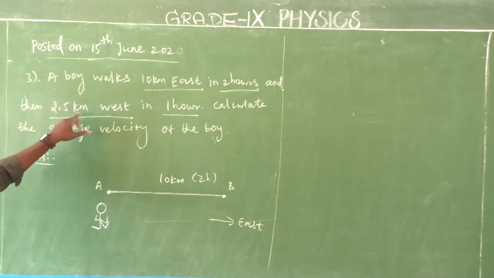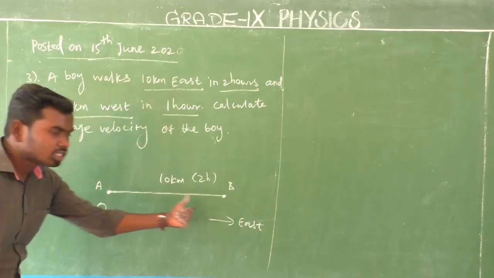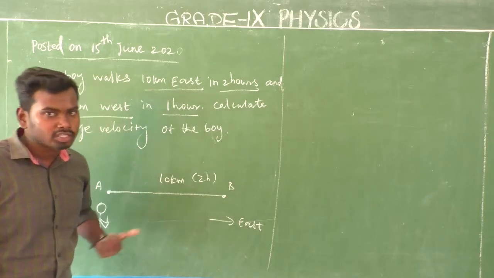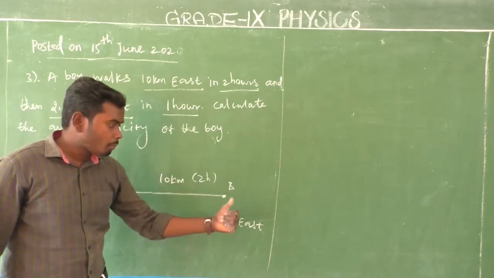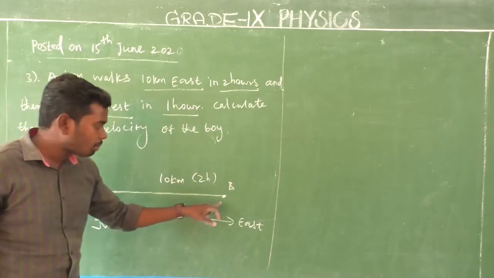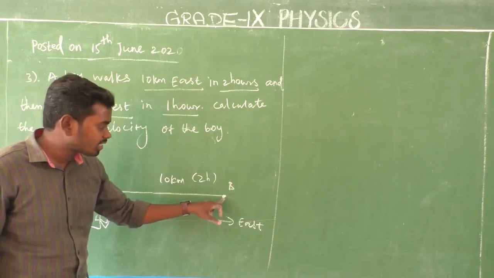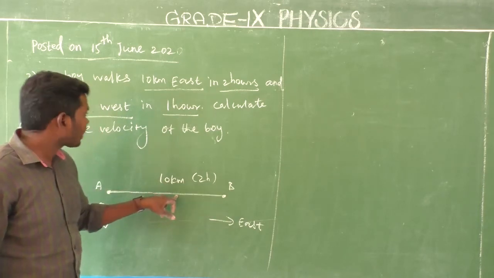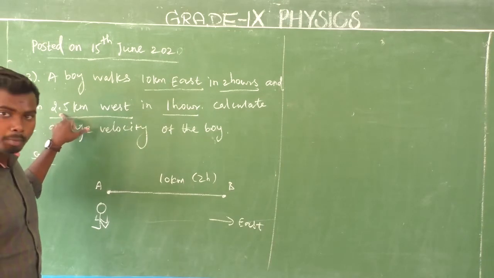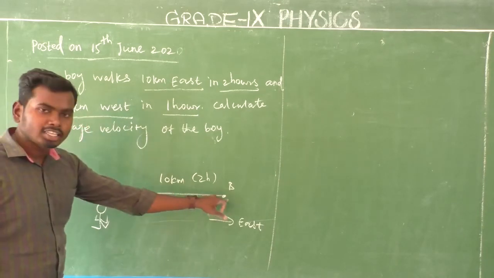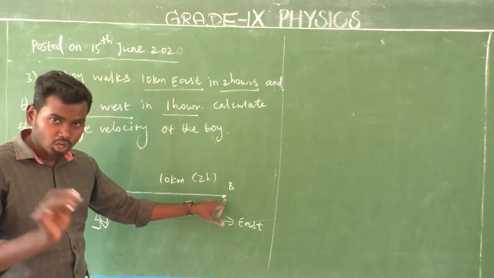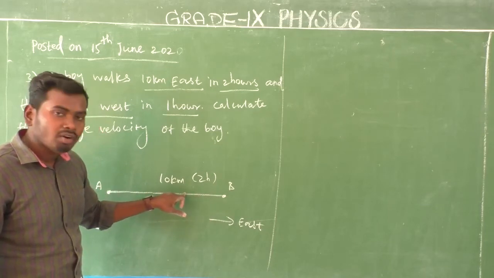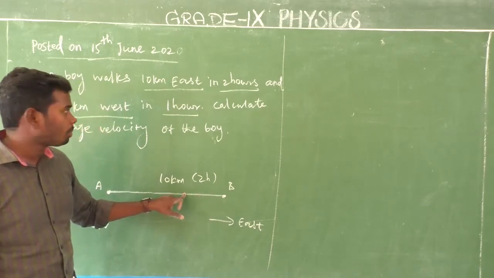Again the boy moves 2.5 kilometer towards west direction. So this is east direction, opposite to east direction, that is west direction. Am I right? So the boy moves along the same path, this path. Here the boy covers how much? 2.5 kilometer, just 2.5 kilometer. But overall distance between point A and point B is 10 kilometer. The boy again moves back along the same path and covers 2.5 kilometer, just 2.5 kilometer in 1 hour.